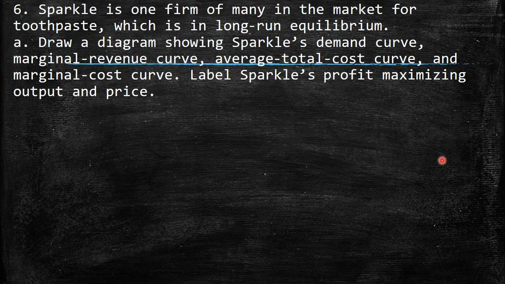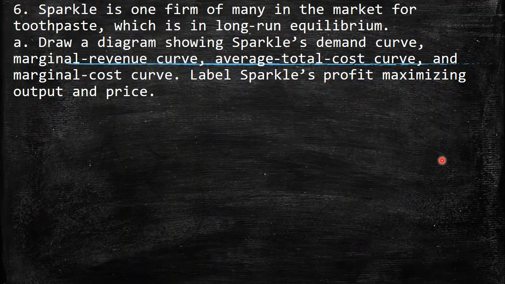So the first question says that Sparkle is one firm of many in the market for toothpaste, which is in the long run equilibrium. Okay, so this is the first step. We need to differentiate between short run and long run equilibrium. The basic difference is that when we talk about the short run, we have two different types of cost. We have the variable cost and we have the fixed cost.